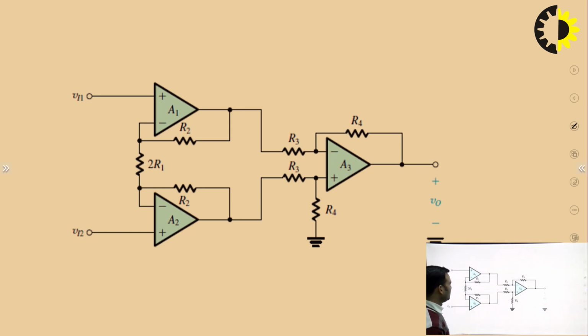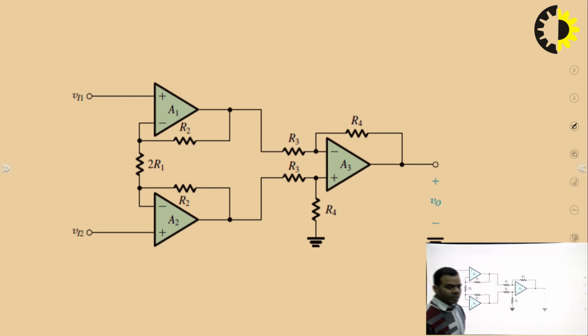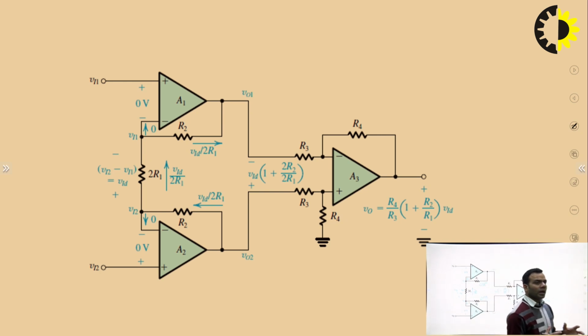This is the simplified version of the previous circuit. Actually, we have connected these two resistors R1 and R1, so it will become 2R1. Rest everything is same. So, if we want to analyze this circuit, then we need to know current and voltage in each and every branch.